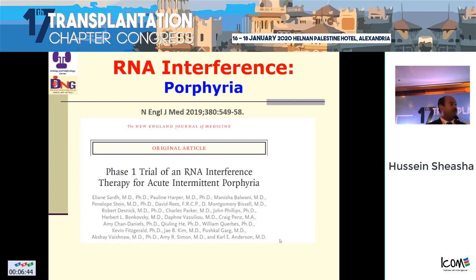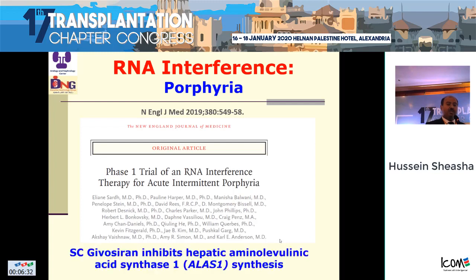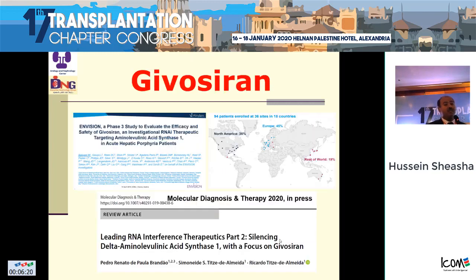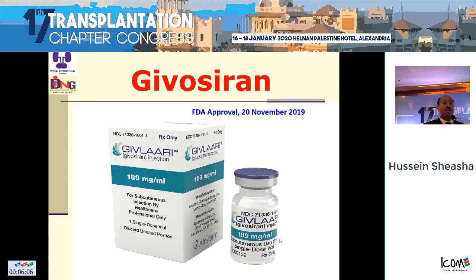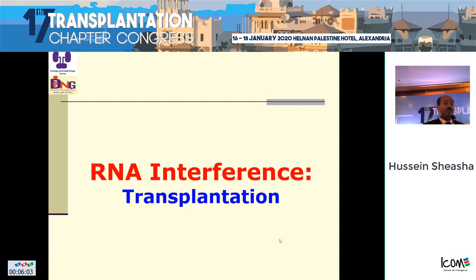The second drug came after this trial for acute intermittent porphyria. In intermittent porphyria, there is a defect in heme biosynthesis that leads to skin and neuropathic pain and severe abdominal pain. And the drug is givosiran, which inhibits hepatic aminolevulinic acid synthase, which is a rate-limiting step in heme biosynthesis. And the study was done among these countries, including 94 patients. The drug was finally approved in November last year to treat intermittent porphyria, and this is the drug. And this is how the drug is transferred.